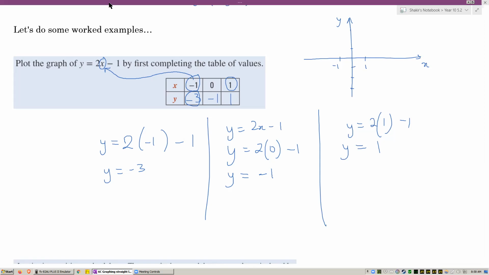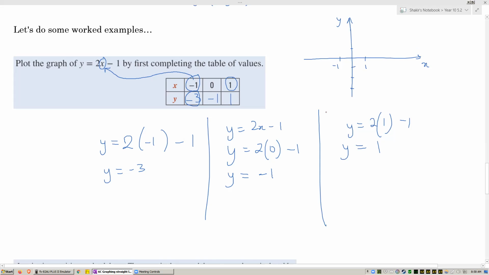And so let's start plotting in the points with a red pen. When x is -1, y is -3. So when x is -1, I'm going on the x-axis, looking at -1, and then on the y-axis, I find -3, which is there. I probably should have marked it so no one gets confused. That's -1, that's -2, that's -3, and that's 1.